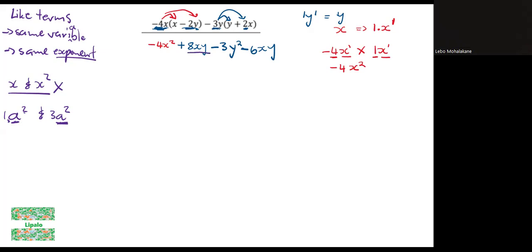So let's look at this. The 8xy and the negative 6xy are like terms. So I have negative 4x squared, which has no like term, and then 8xy minus 6xy. Now, if I'm subtracting terms, I focus on the coefficient. So I say 8 minus 6. This is equal to what? 2. The variables do not change. So I have a positive 2xy. I don't do anything to the variables.